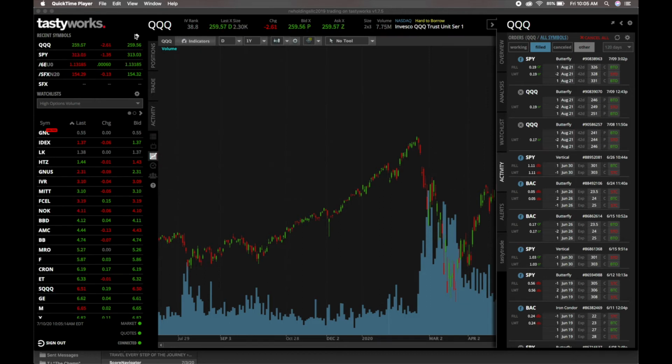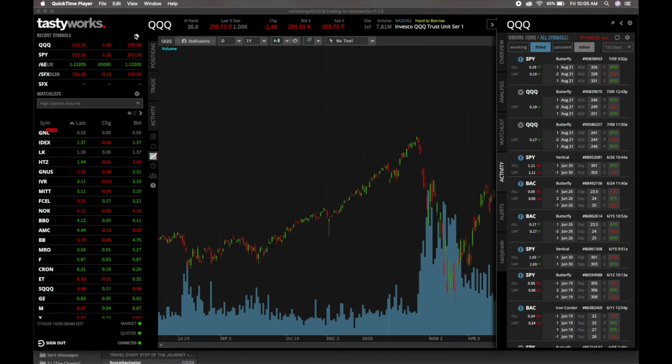You have a long call, which is bullish. You have a short call, which is bearish. When you say short call, that's selling a call; long call is buying a call. You have a long put, which is bearish. You're buying a put. And then you have a short put, which is bullish. You're selling a put.